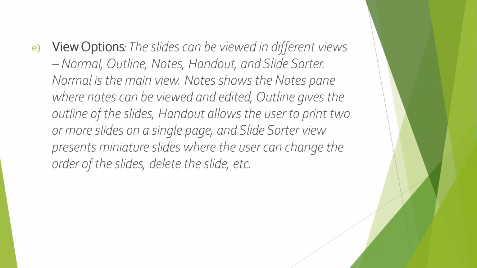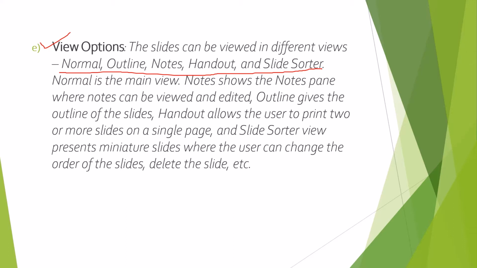Now our view options. Basically, there are different views in the presentation software by which we can view the presentation in different views. First is normal view. It is the main view, as when you open the presentation software, then you will be displayed the presentation in the normal view only. Next is notes. Notes shows the notes pane where notes can be viewed and edited. Means here in this view you can edit the notes also. Outline gives the outline of the slides. In outline view only the text part is displayed and not any editing is displayed there.